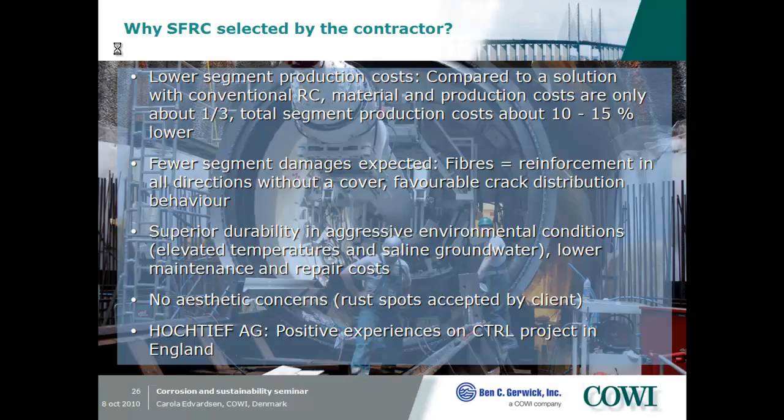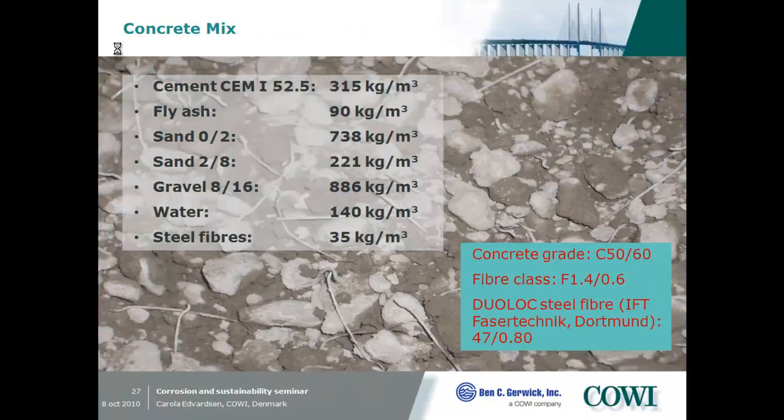And this has to be verified. In our case, we didn't need traditional reinforcement. Steel fiber was sufficient. Here is the mix. It's typically about this one. We have about 35 kilos of steel fiber per cubic meter of concrete. This is the fiber class which we are operating in, not within the Eurocode, but within our design guideline which we are using.